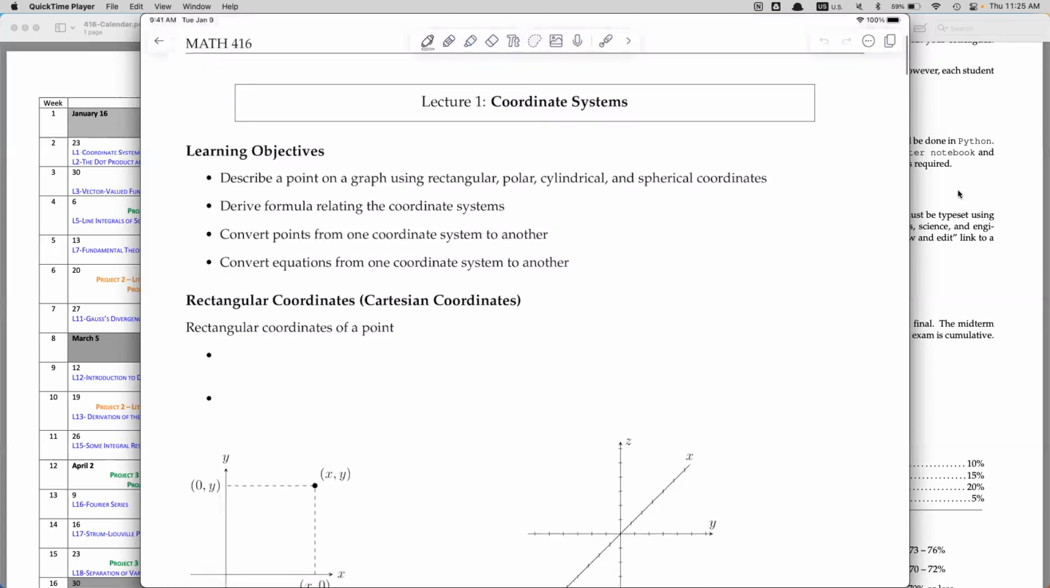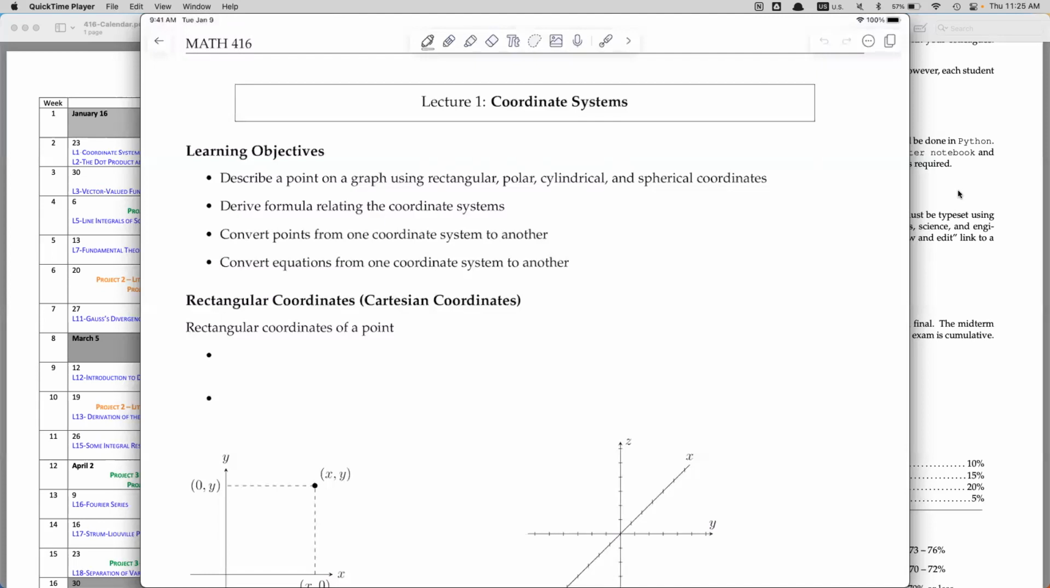So again, the learning objectives are: describe a point on the graph using rectangular, polar, cylindrical, and spherical coordinates. Derive formulas related to the coordinate systems. When I say coordinate system, that means it is four. Convert points from one coordinate system to another, and convert equations from one coordinate system to another.